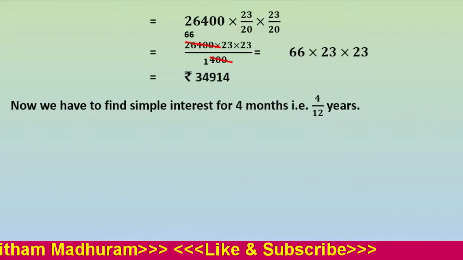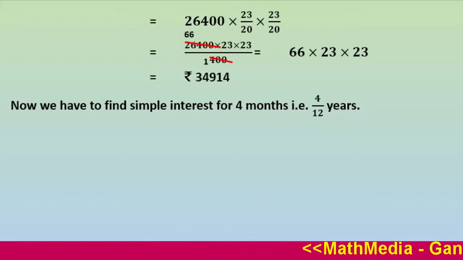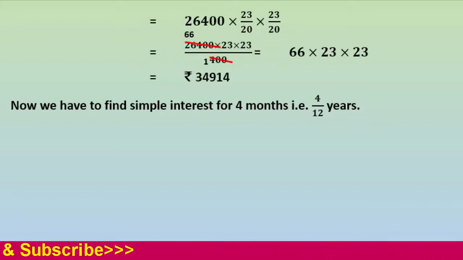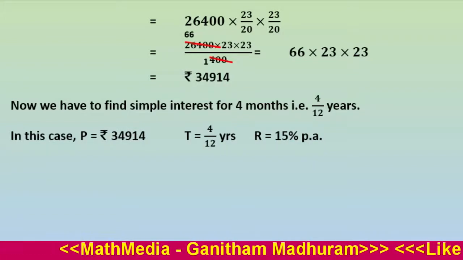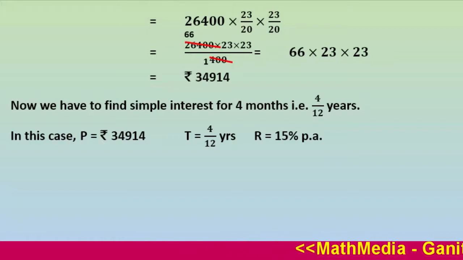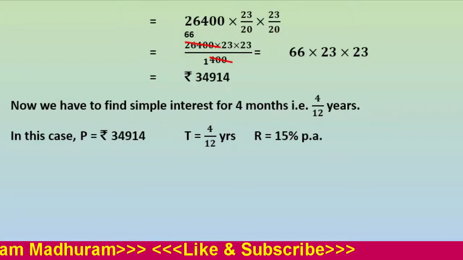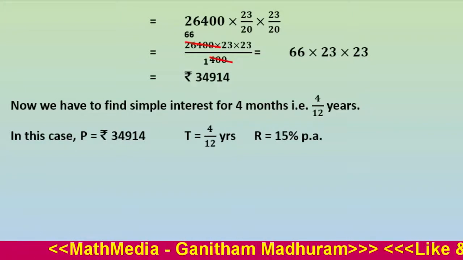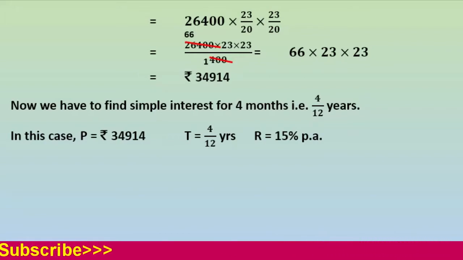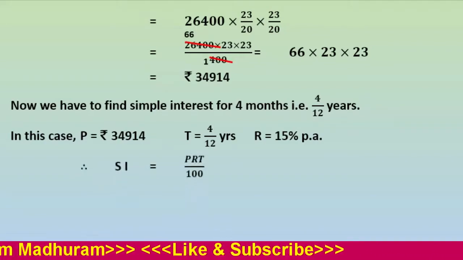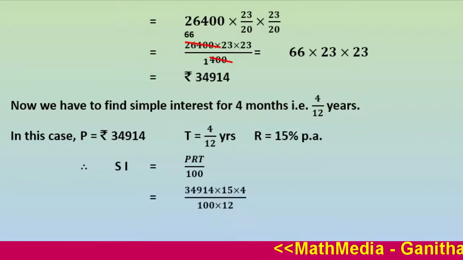Now we have to find simple interest for 4 months. We can convert it into years, so it will become 4 by 12 years. In this case, the principal is rupees 34,914. Time period is 4 upon 12 years, and rate of interest equal to 15% per annum. And children, do you remember the formula of simple interest? Yes, it is PRT upon 100. You can substitute the values over here.